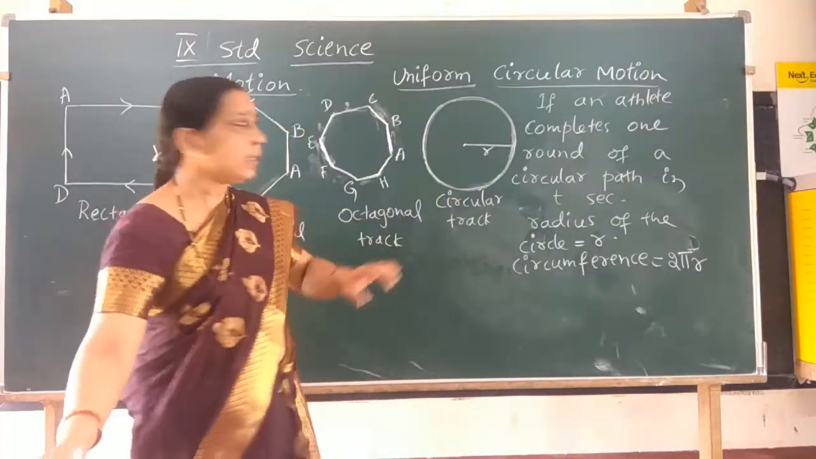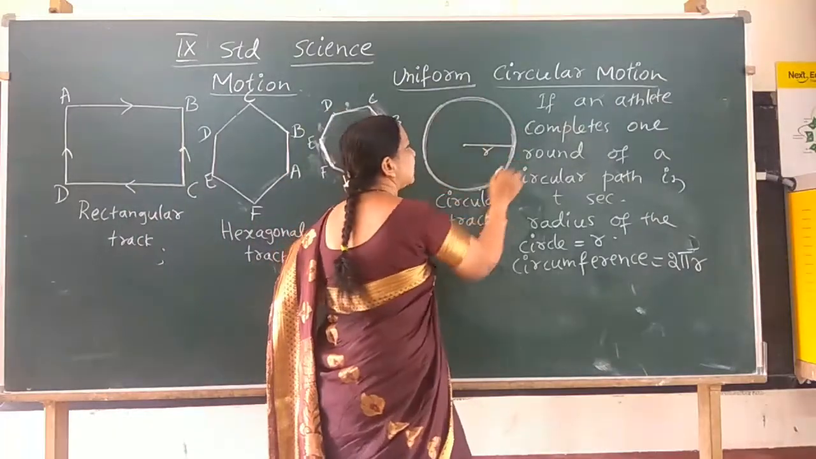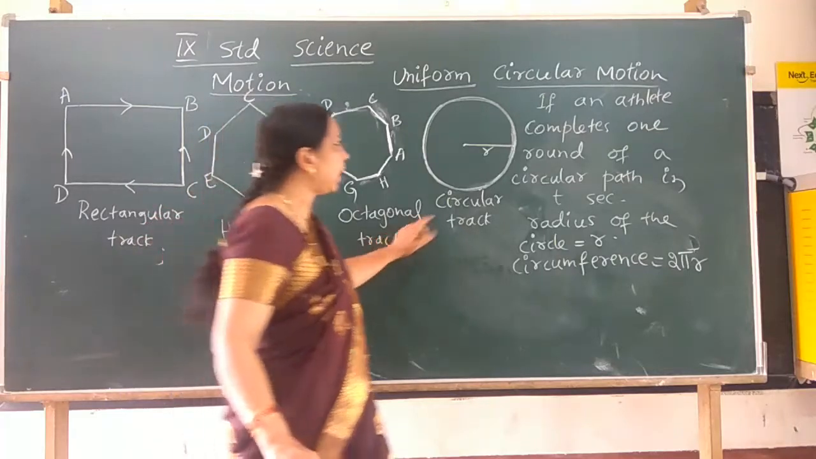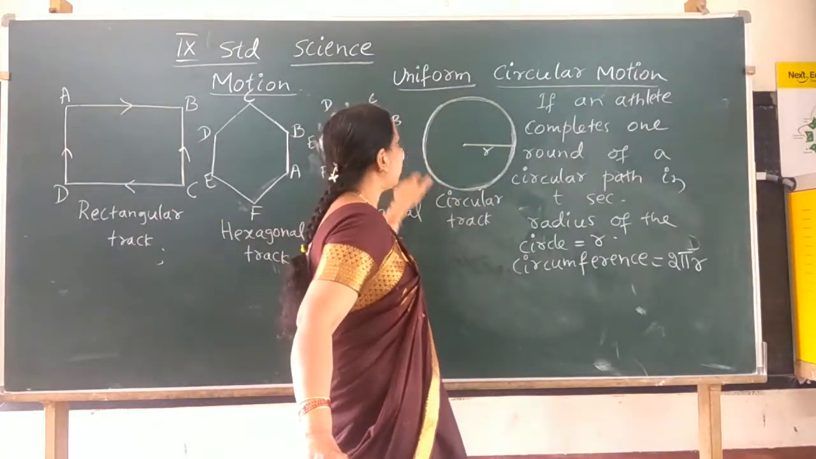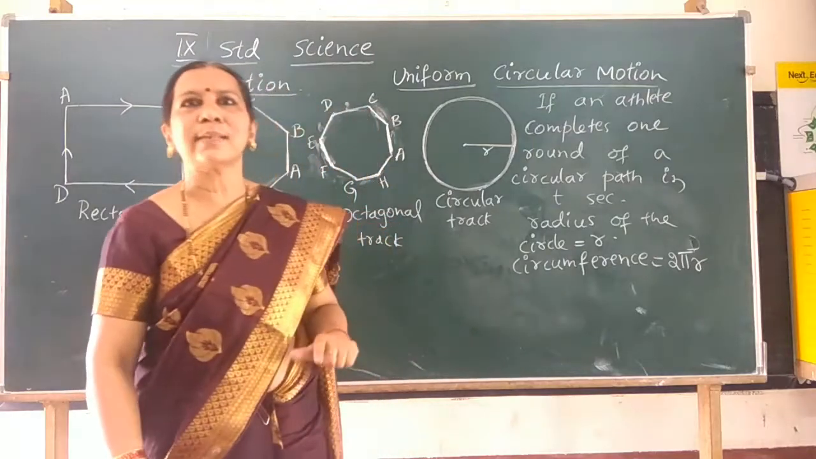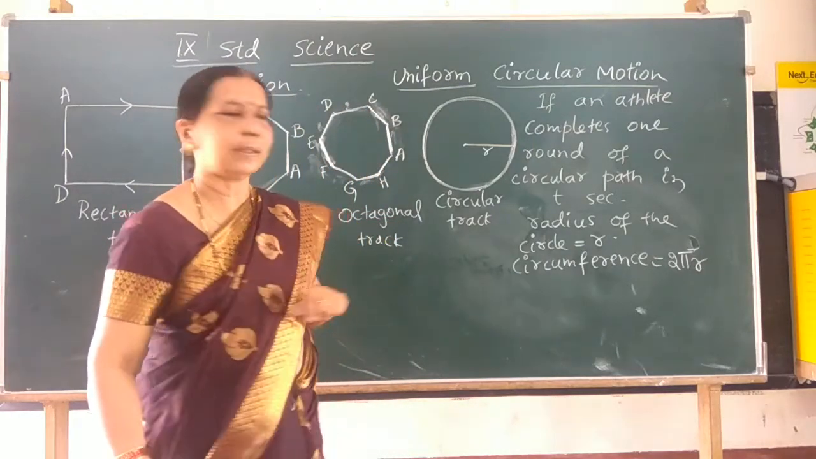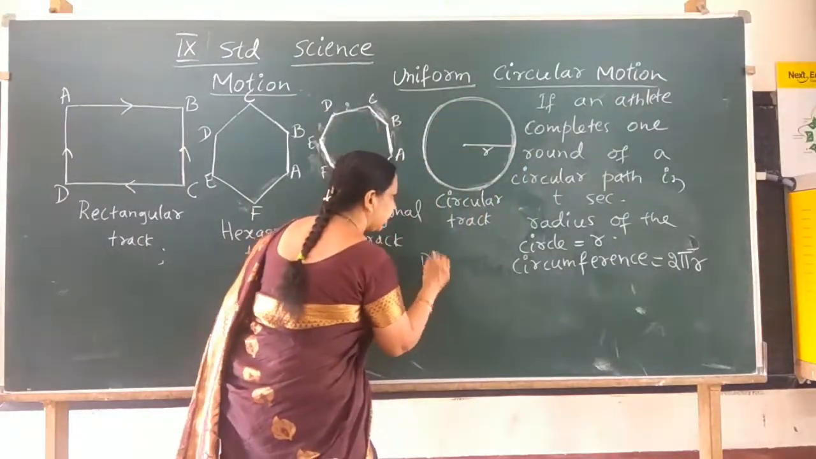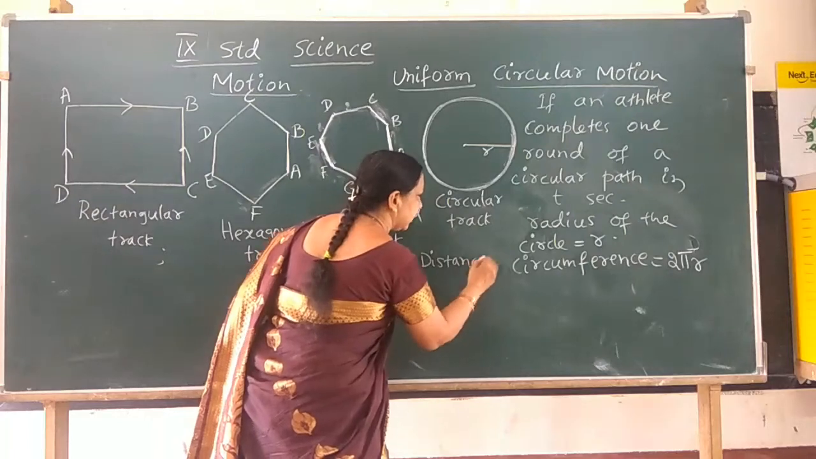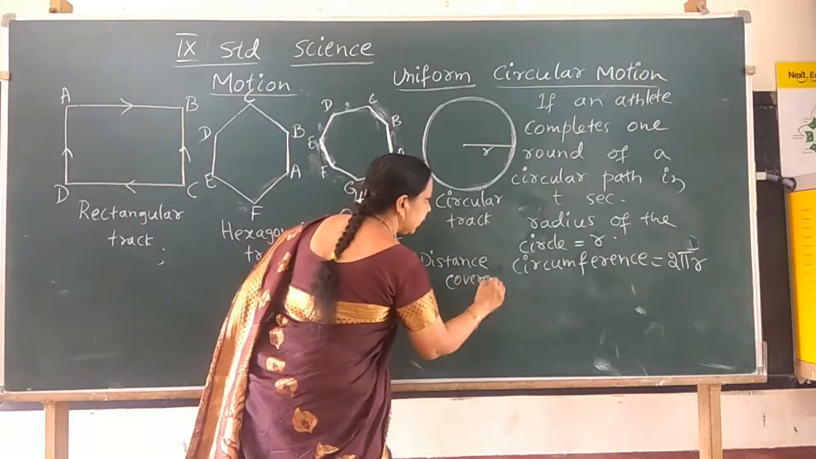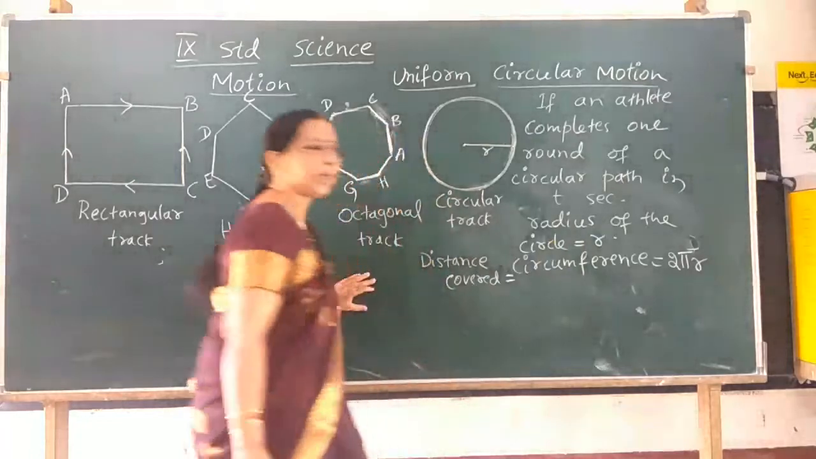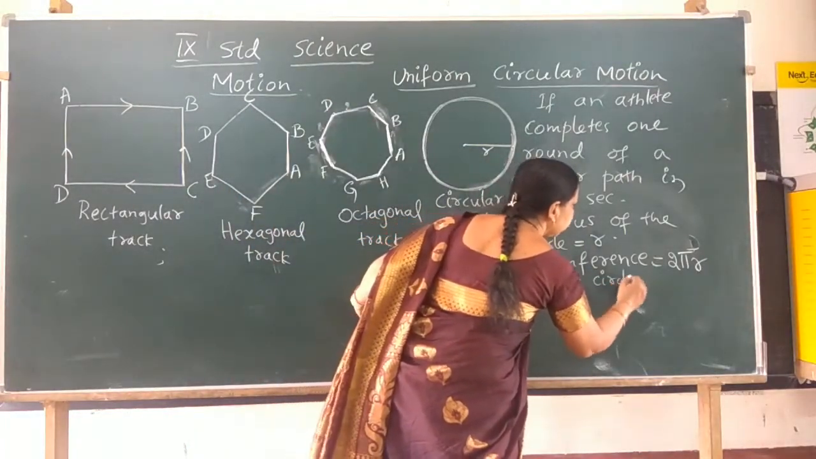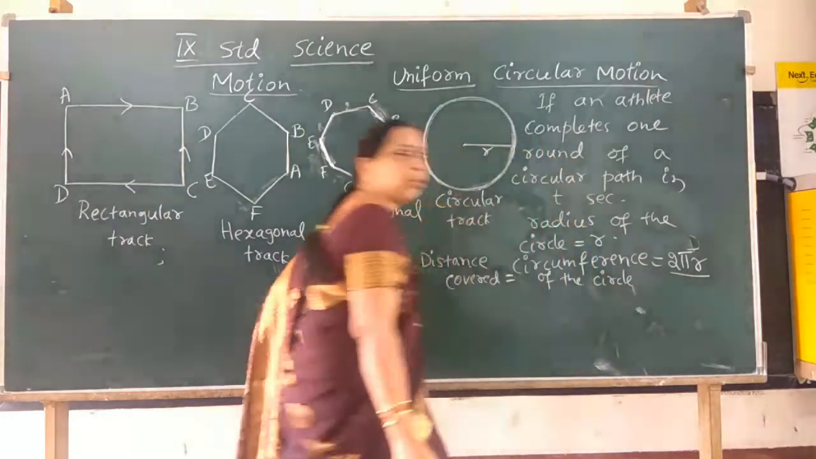Now you know that one round he completes in t seconds. Circular path of radius r, time taken t, and to complete one round around the circular path he takes t seconds. So what is the distance covered by him? Distance covered is nothing but the circumference of the circle. So that is given by 2 pi r.